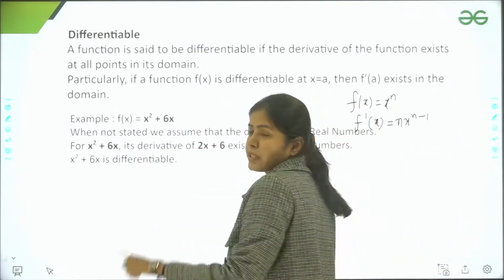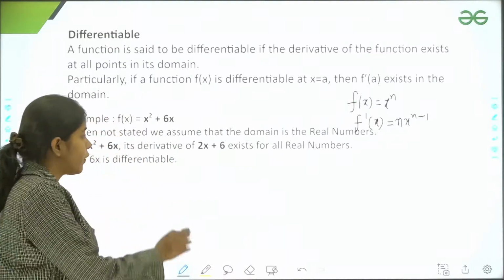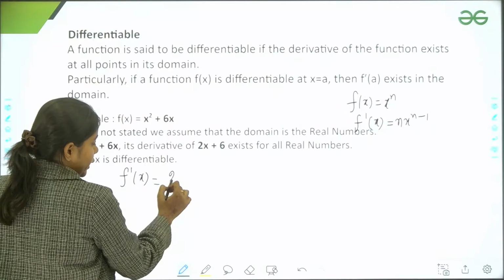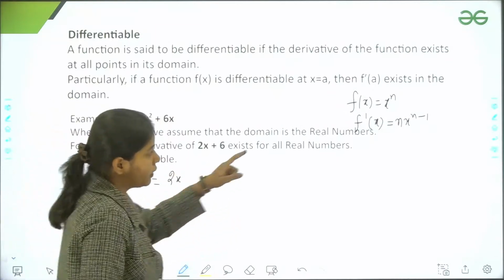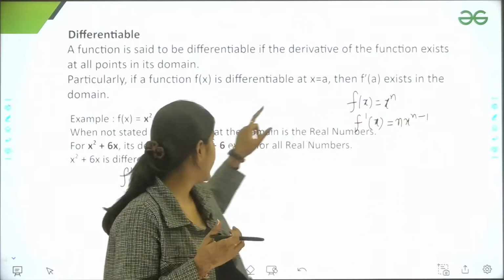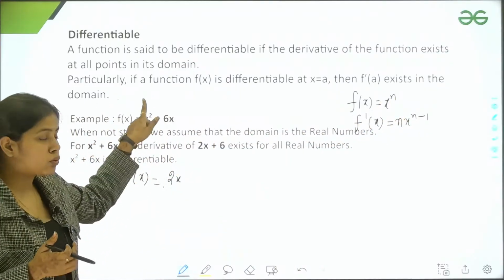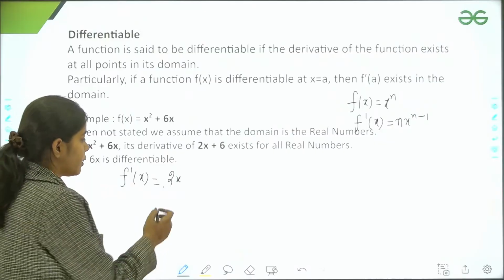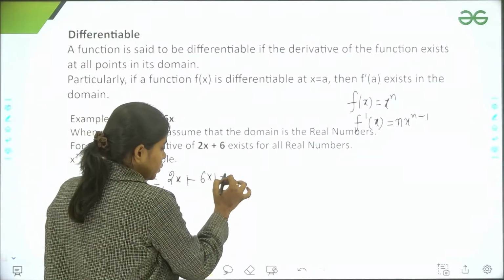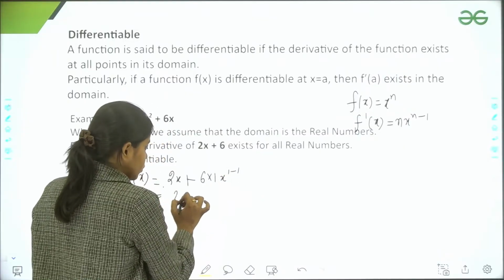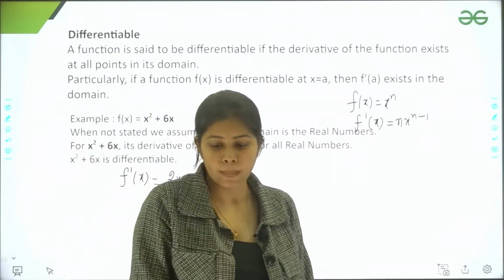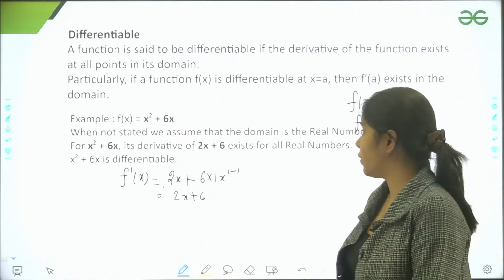For f of x is equals to x square plus 6x, I'll differentiate x square, that is 2x, because 2 comes in the front. X to the power n differentiation is n into x to the power n minus 1. So for x square, 2 would come in front, x to the power 2 minus 1, that is x to the power 1, plus 6 into x to the power 1. So 6 into 1, x to the power 1 minus 1, that is 0. So 2x plus 6 would be the differentiation. Right, so that's how differentiation works.